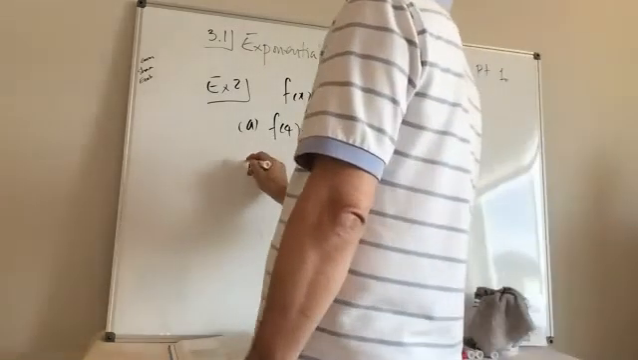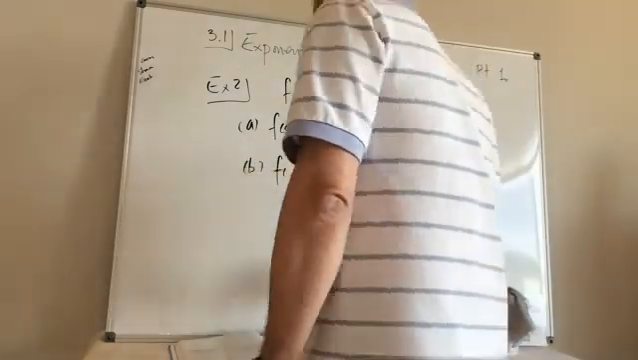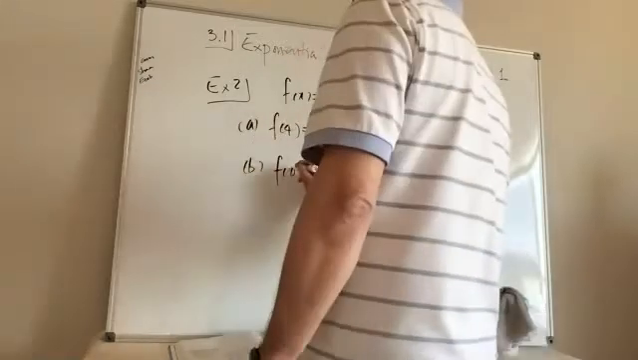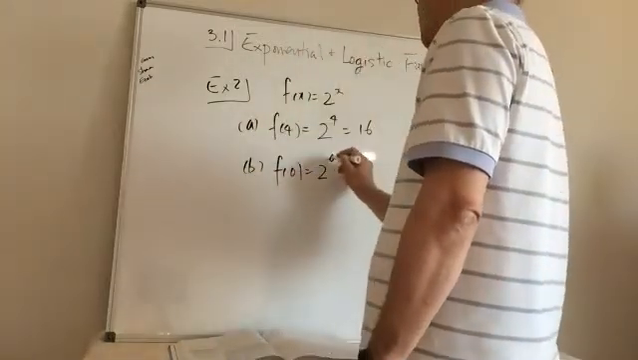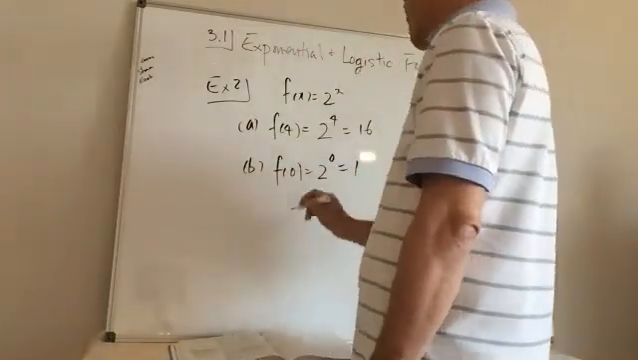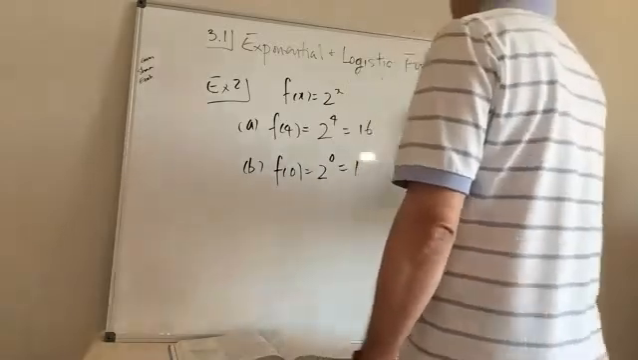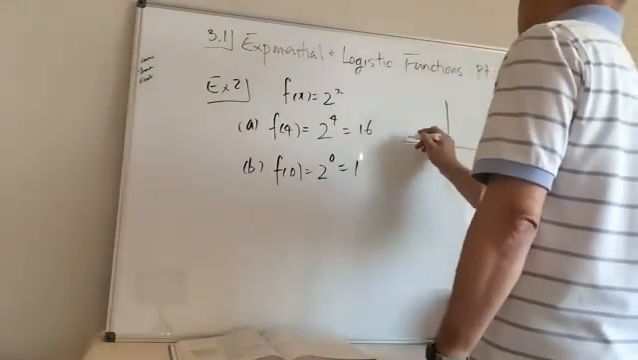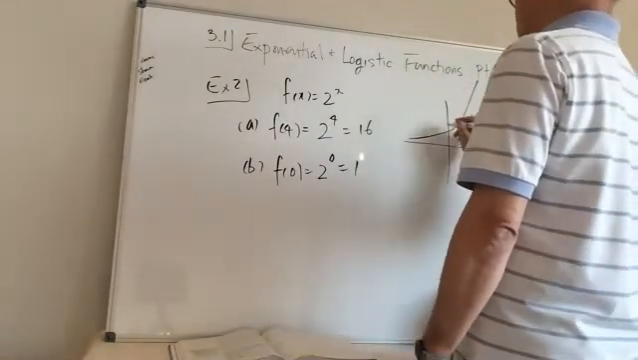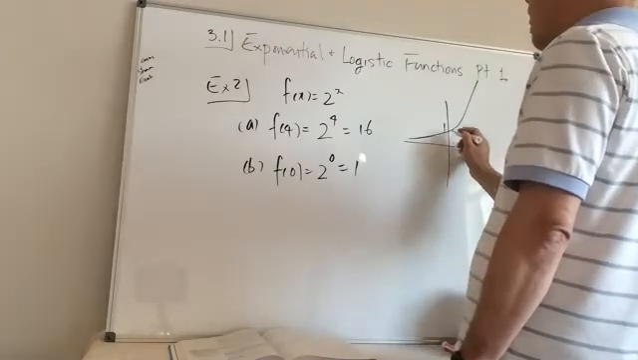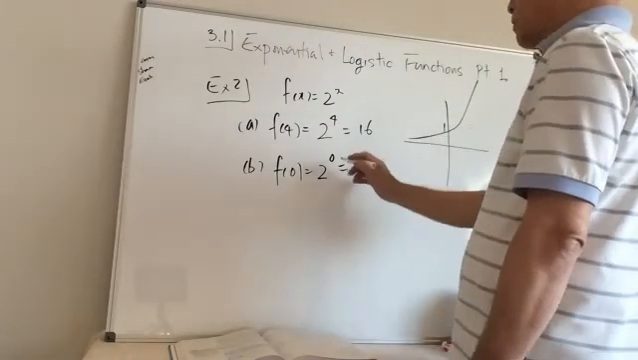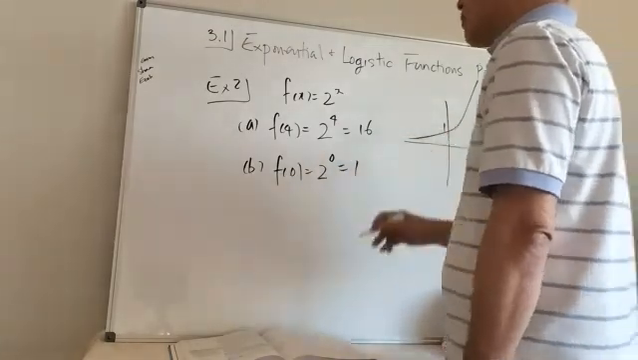16, f of 0, 2 to the 0, is 1. And this is the same as any exponential function. If you remember correctly, exponential functions look like this. It's always going to go through 1 when x is 0, right? Because anything to the 0 power is always going to be 1.